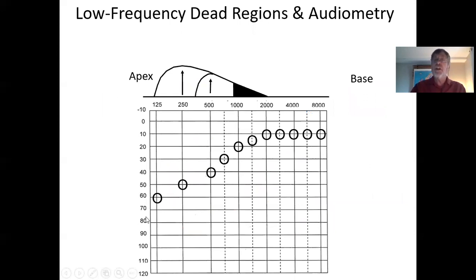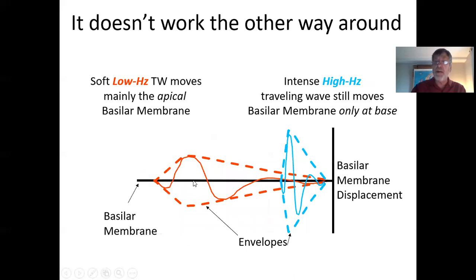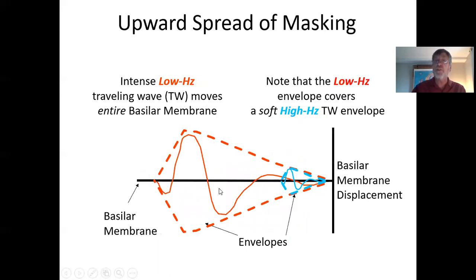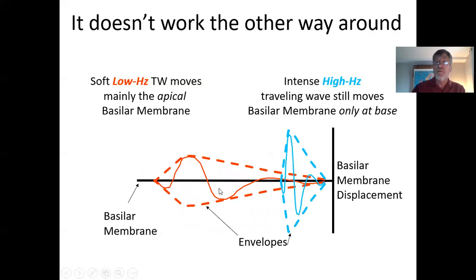And look at this low frequency hearing loss. This is the right ear. The O's represent the right ear. This is just an example, and I'm going to talk more about this in 125 hearing disorders this summer. But look at the implications of having asymmetrical traveling waves.